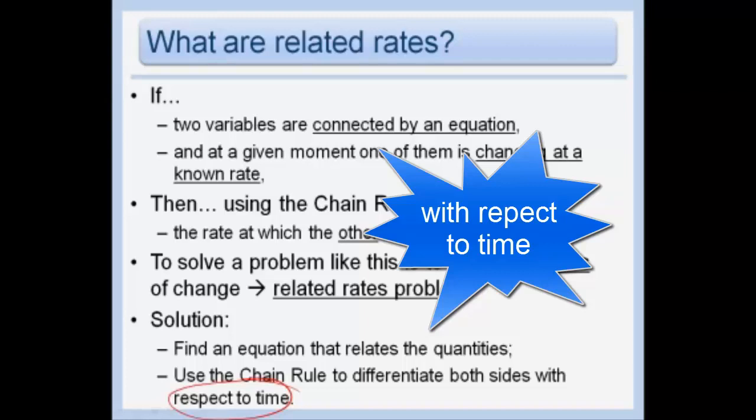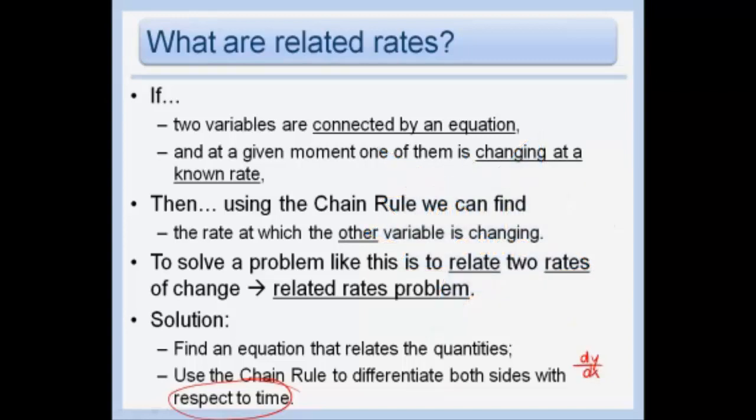Before, we've always been doing dy dx, differentiating with respect to the x variable. So that is why when we were doing implicit differentiation, we had to remember to multiply by y prime because we had to multiply by the derivative of the baby.